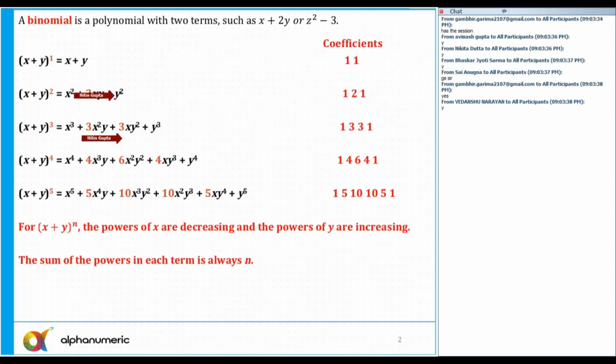So binomials, you can see, are x plus y raised to power 1, x plus y whole square, x plus y cube, x plus y raised to power 4, and so on. And if you observe here, if I need to find x plus y raised to power n, then the powers of x are decreasing and the powers of y are increasing. Like here, x is to power 5, then x is to power 4, x cube, x square, and so on. So this is nothing but a binomial expansion. Any doubt? Can I move to the next slide?